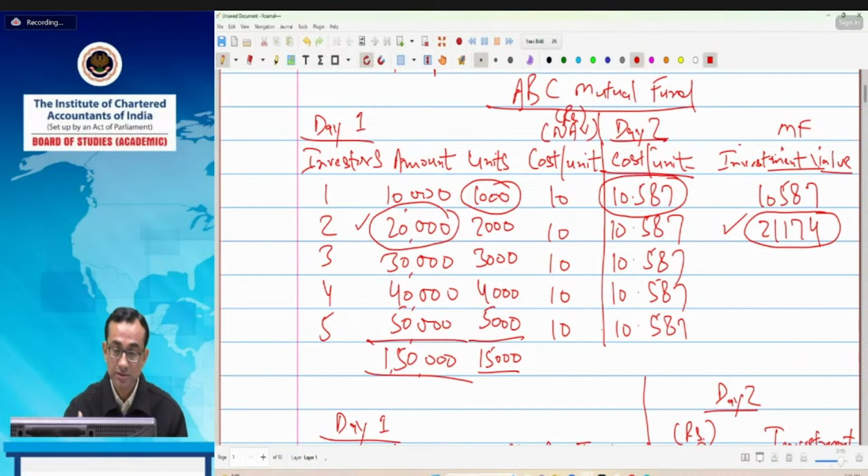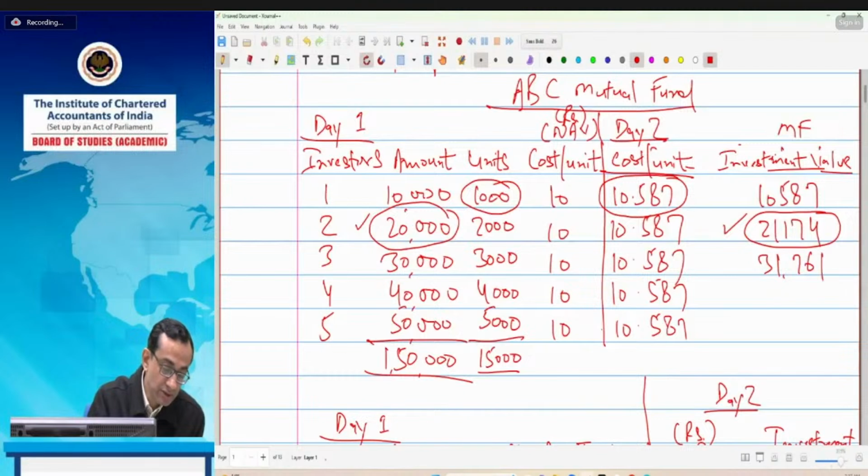So let us calculate for the third investor. What is the investment value in case of day two? So it is 31,761. Now, what is the value of investor 4 on day 2? It will be 40,000 multiplied by the mutual fund unit cost on day 2, that is 10.587. It is 42,348.